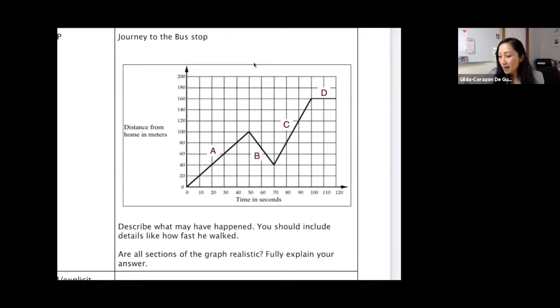So have a look at those graphs there. Describe what may have happened. So you should include details like how fast that person walked, okay? And describe whether section A, section B, section C, section D would be realistic. How do you know if it's realistic? Okay, so explain your answer. I'll give you 2 minutes.